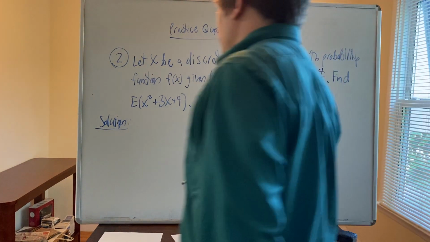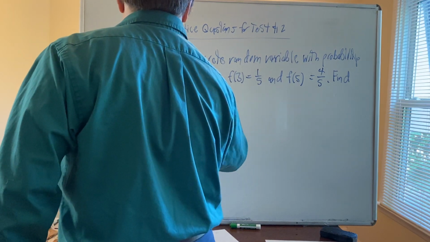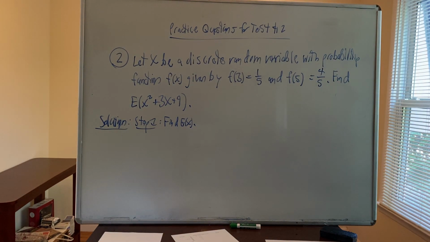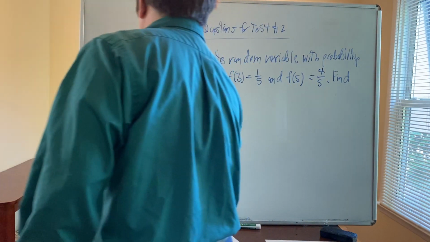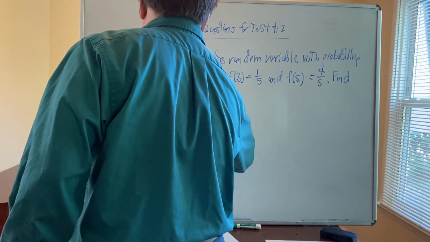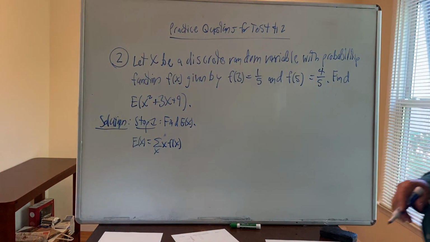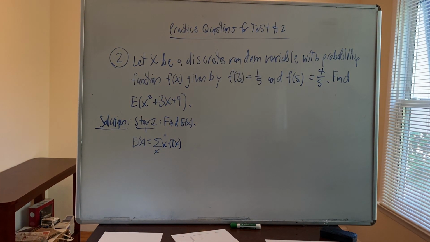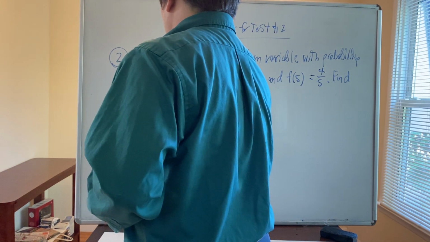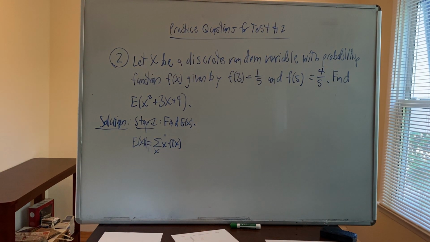Okay, so step 1 for our solution is going to be find E of X. E of X is the sum of all possible values of x times f of x. Our X here is a discrete random variable, so its expected value is defined that way. If it's continuous, you'd be using the integral from negative infinity to infinity of x f of x.